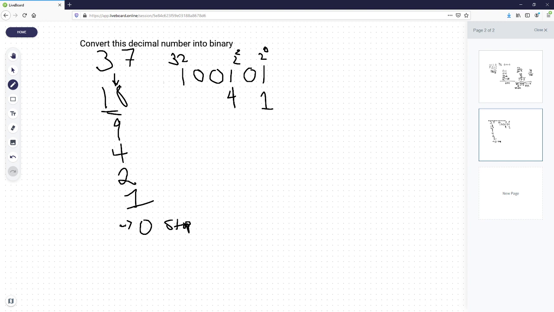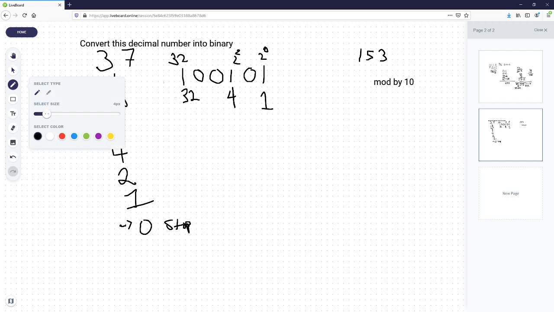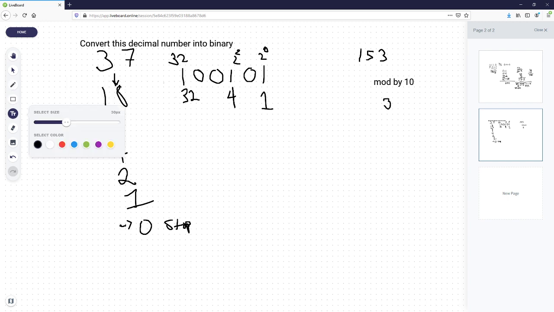What's the intuition behind it working? Good question. The intuition behind this working is basically, if I start with a decimal number and I want to convert it into decimal, I'll show you. If I wanted to convert 153, which is already a decimal number, into decimal, then what I do is I mod by 10, and so I get the digit 3, and then I divide by 10, and I get 15.